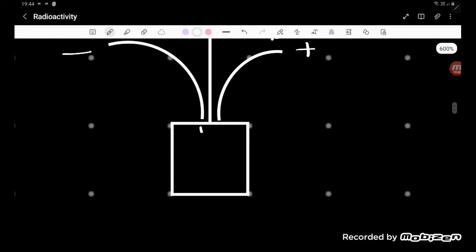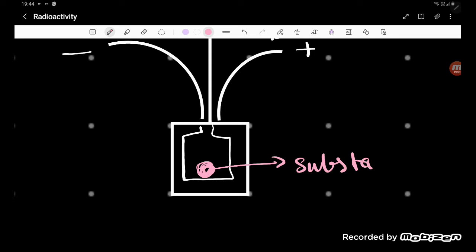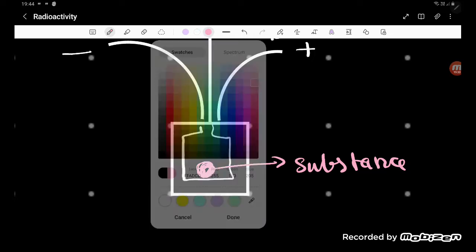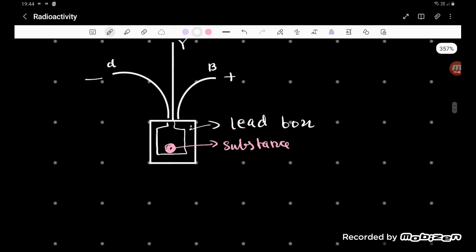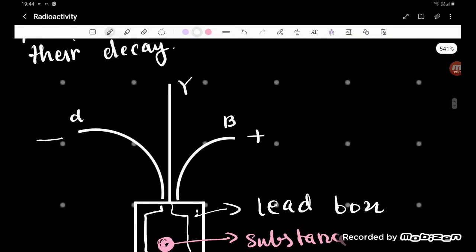And within a lead box is the substance. This is the lead box. Why a lead box? Because a lead box prevents radiation from coming out. Now as you can see, the alpha rays are a little higher than the beta rays.